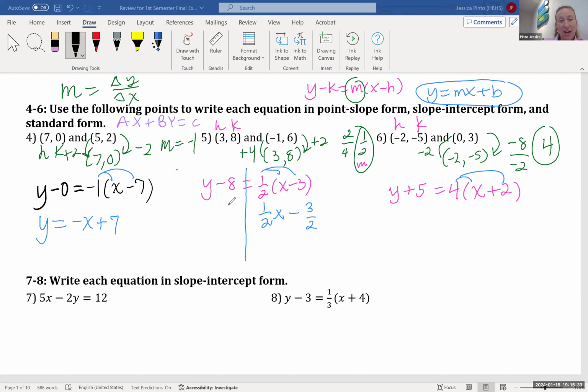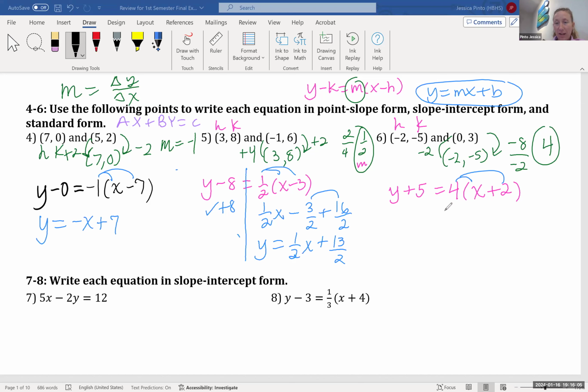Then I'm going to draw the line. I'm going to add 8 to both sides. As I add 8 over here, I'm going to change it to 16 over 2. 16 divided by 2 makes 8, so that's going to check out. And then these together, that's 16 minus 3. I'm going to get y equals 1/2 x plus 13 over 2, which I could also write as 6.5.